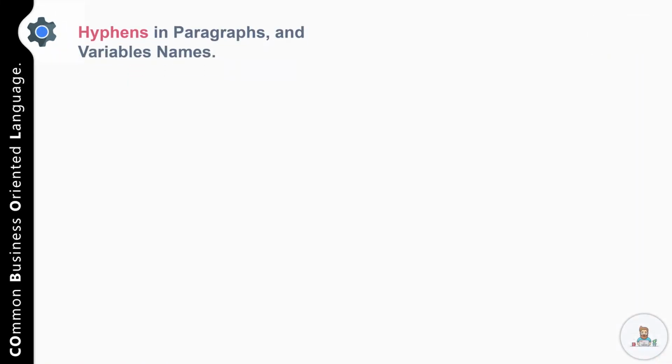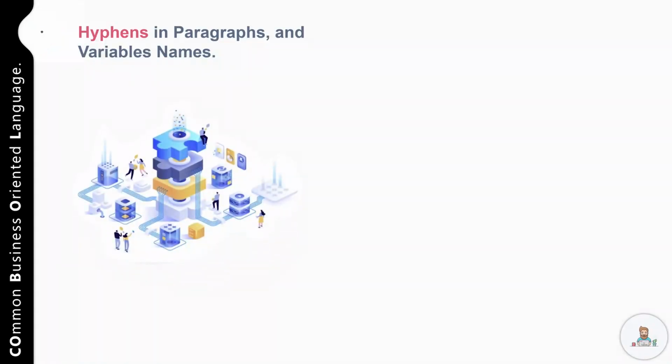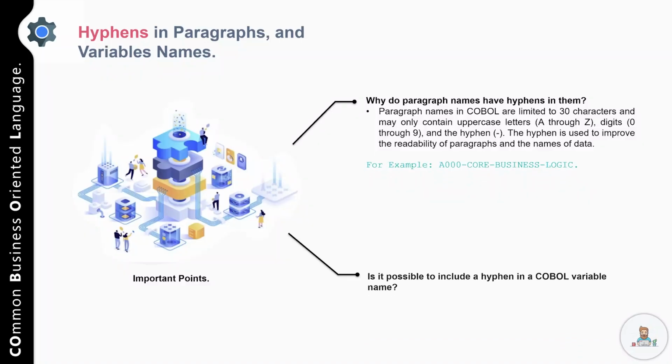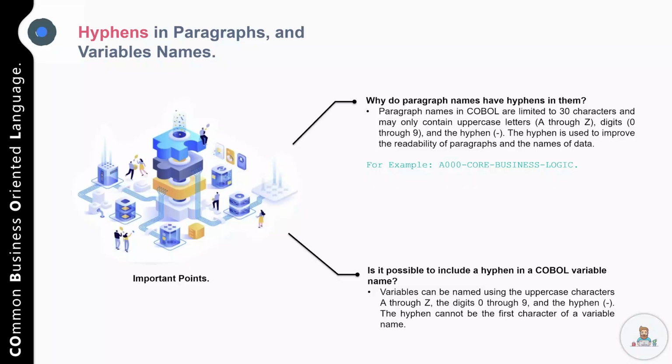And in this session, we'll talk about the importance of hyphen in paragraph, section, and variable names. So let's get started. So first of all, what is hyphen? Hyphen is basically a special character which is used as a punctuation mark to separate words or a part of words in a paragraph name, variable name, or any other identifier.